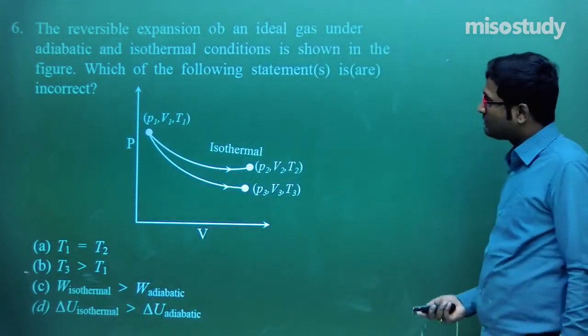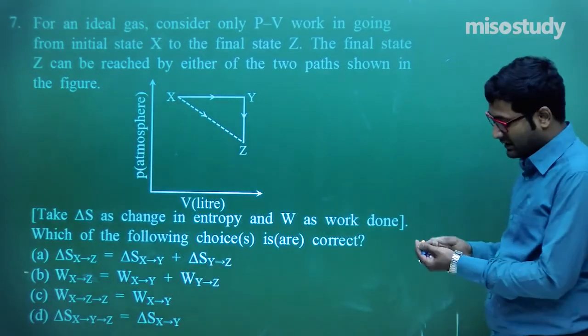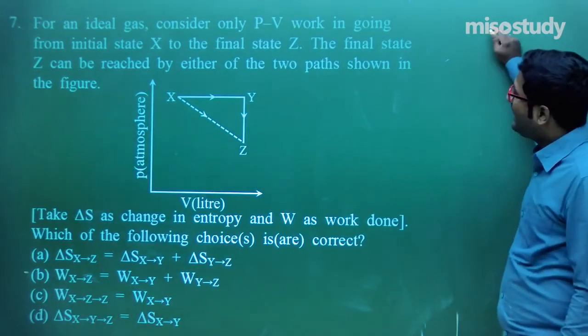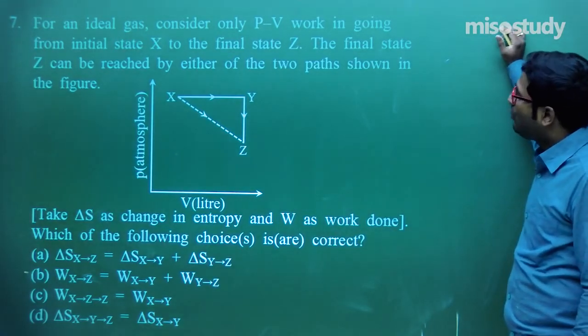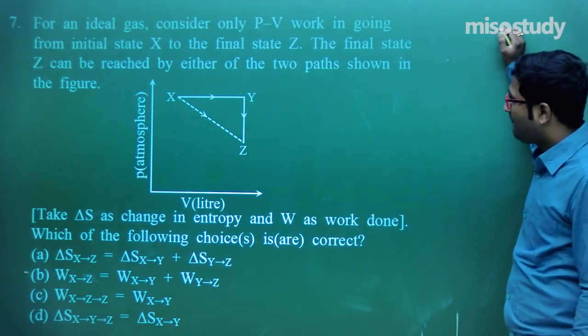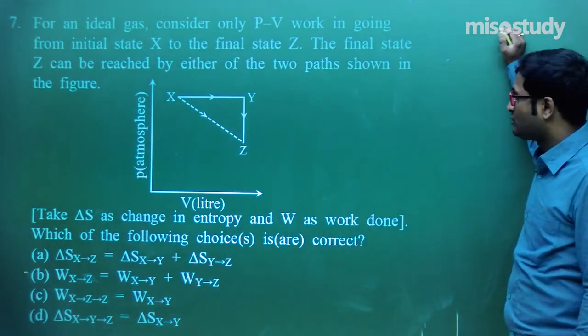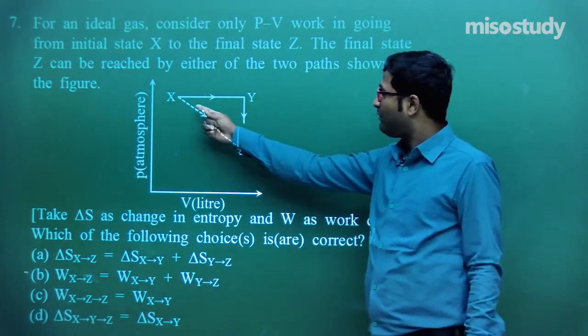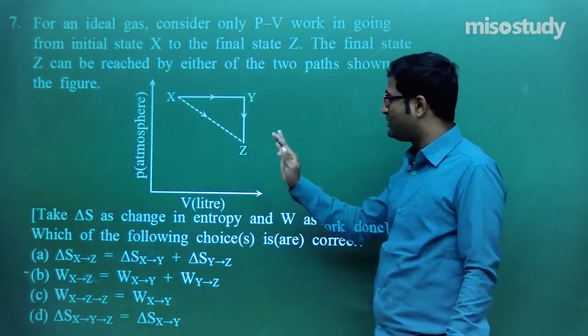The last, third question, the seventh question, this one. What does the question say? Listen carefully. For an ideal gas, consider only PV work in going from an initial state X to a final state Z. The final state Z can be reached by either of the two paths shown in the figure. We can follow the path X to Y and Y to Z, and directly from X to Z.